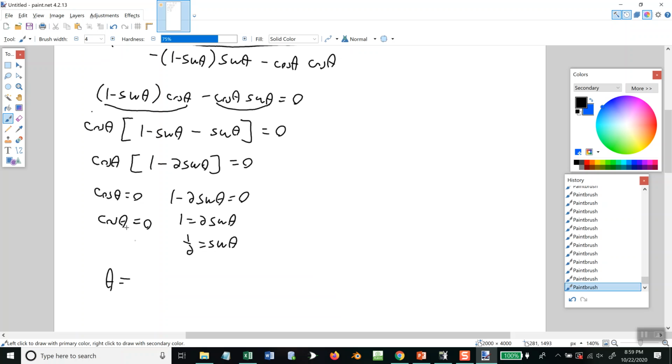So for this one, if I think about where cosine is equal to 0, as I start going through my unit circle, cosine is equal to 0 at pi over 2. I keep going around. The next place where it's equal to 0 is 3 pi over 2. Sine of 1/2 is a little bit harder. I have to think about this one. There's two places where sine is equal to 1/2: right here, which is pi over 6, and 5 pi over 6.